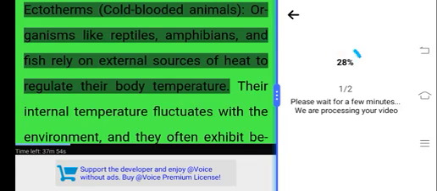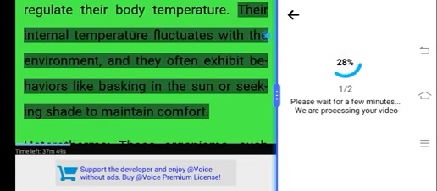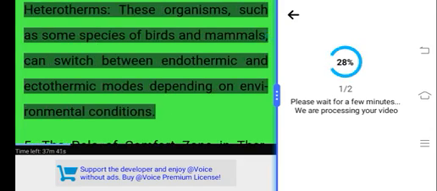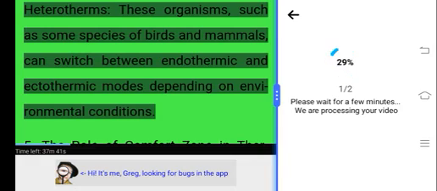Ectotherms, cold-blooded animals. Organisms like reptiles, amphibians, and fish rely on external sources of heat to regulate their body temperature. Their internal temperature fluctuates with the environment, and they often exhibit behaviors like basking in the sun or seeking shade to maintain comfort. Heterotherms. These organisms, such as some species of birds and mammals, can switch between endothermic and ectothermic modes depending on environmental conditions.